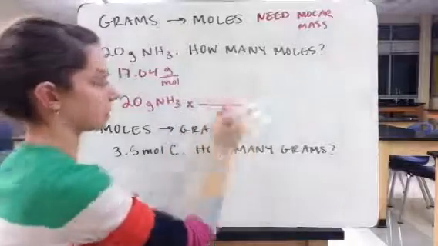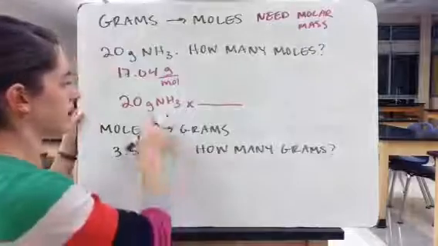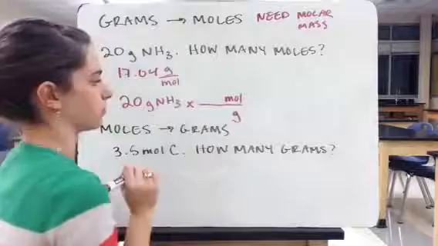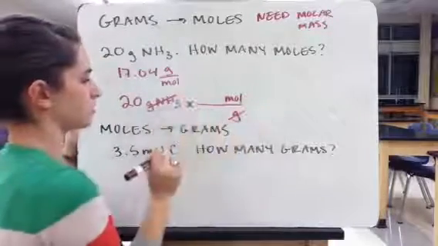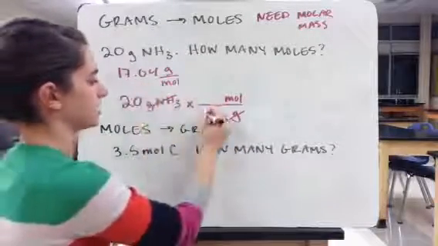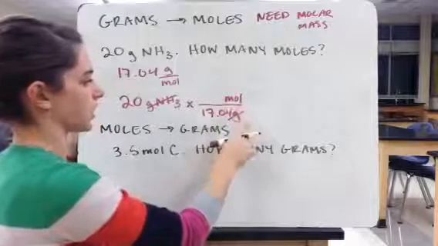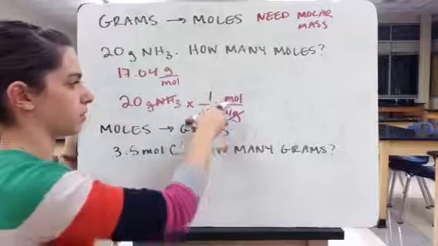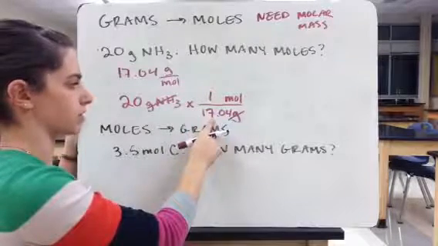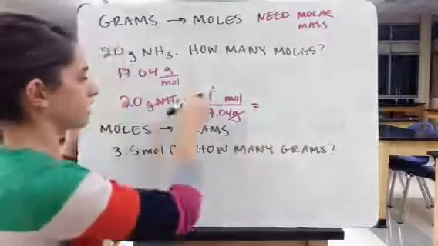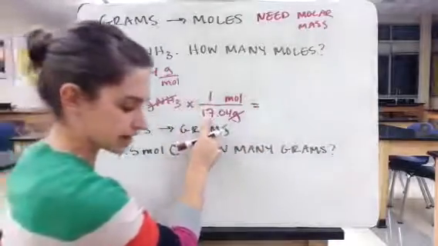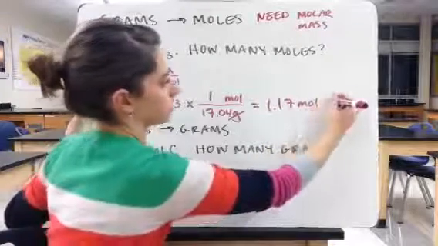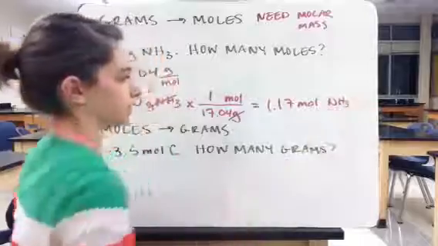If I set up my factor, this is where dimensional analysis comes in. I have grams up here, so I'm going to put grams down on the bottom. And I'm going to moles, so I'm going to put moles on top. My grams cancel. I know for ammonia, I have 17.04 grams in 1 mole. So that's where the molar mass comes in. In 1 mole, I have 17.04 grams. So if I do 20 times 1 divided by 17.04, I get 1.17 moles of NH3.